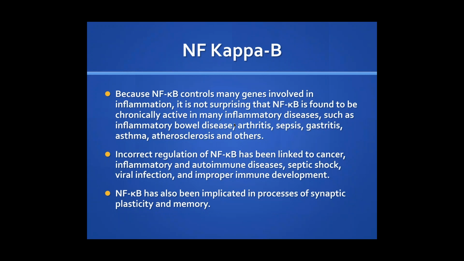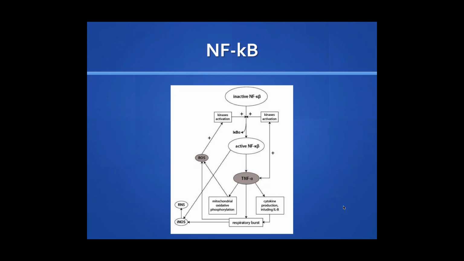Because NF-kappa B controls many genes involved in inflammation, it's not surprising that NF-kappa B is found to be chronically active in many inflammatory diseases, such as inflammatory bowel disease, arthritis, sepsis, gastritis, asthma, atherosclerosis, and others. Incorrect regulation of NF-kappa B has been linked to cancer, inflammatory and autoimmune diseases, septic shock, viral infections, and improper immune development. NF-kappa B has also been implicated in the process of synaptic plasticity and memory issues.